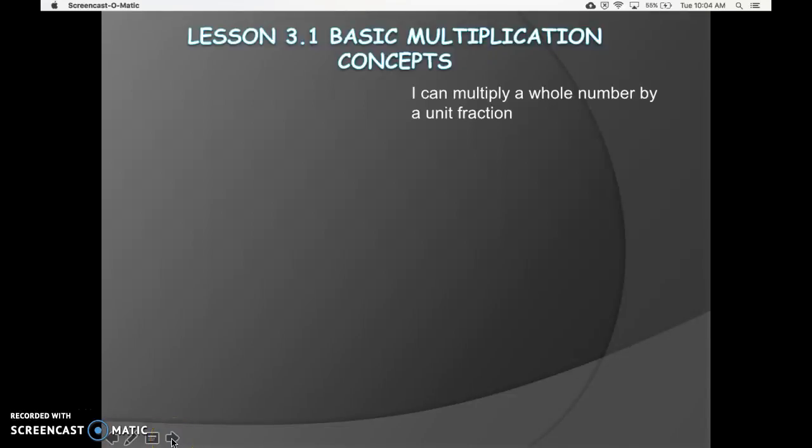Hi everyone, we are finally moving on to Unit 3. So we're going to be going back to some multiplication.